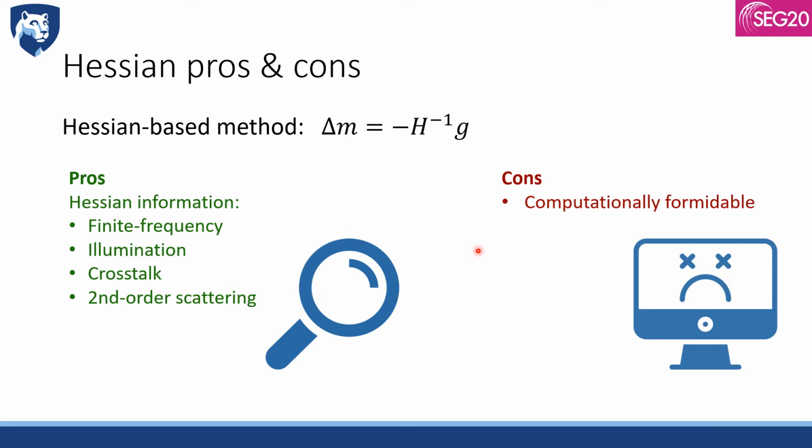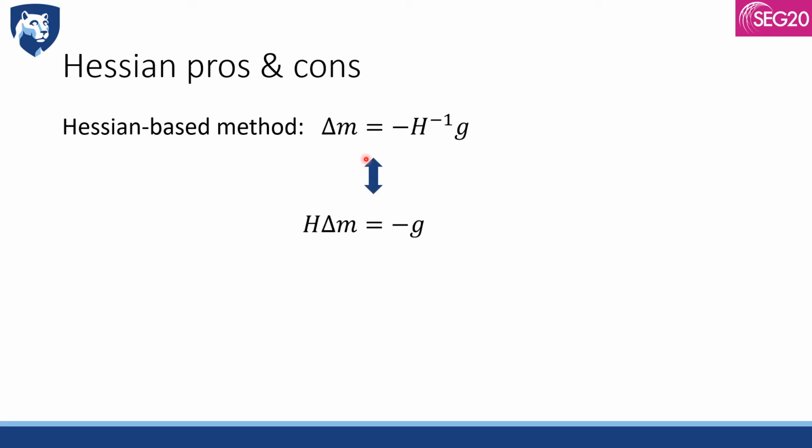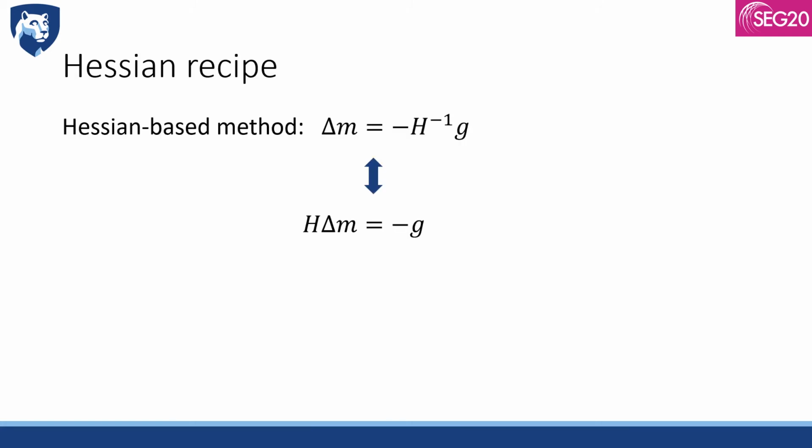However, the most fatal problem of the Hessian is its formidable computational load. We know that it is an Nm by Nm matrix, and it is huge for a pretty generic model. It is generally beyond the current computer capacity to invert it or even to just store it. But the good news is that we have a workaround. Instead of directly computing the H inverse G, we can come up with a method to approximately solve H delta m equals to minus G. Now let's move on to the algorithm section to talk about that in detail.